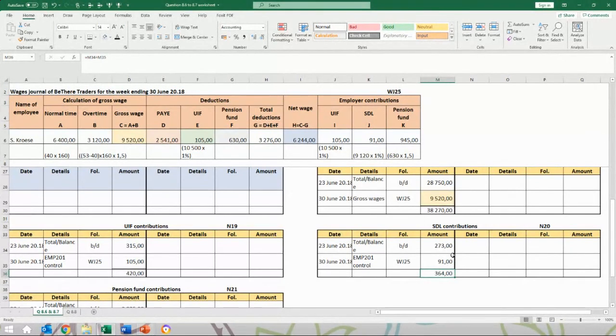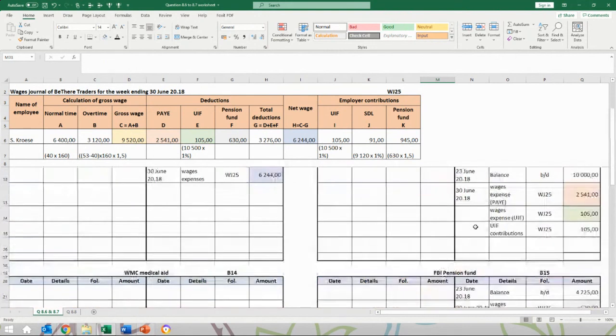So if we debit SDL contributions, what are we crediting? What account will we credit? Refillware, that's correct. Our EMP 201 account, we are going to credit it with the SDL, and then we add it all up to work out what is still outstanding that needs to be paid over to SARS. So we owe SARS at this stage 12,842 Rand.